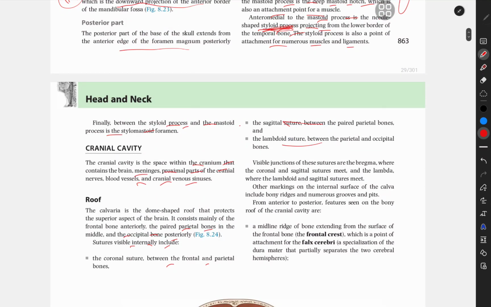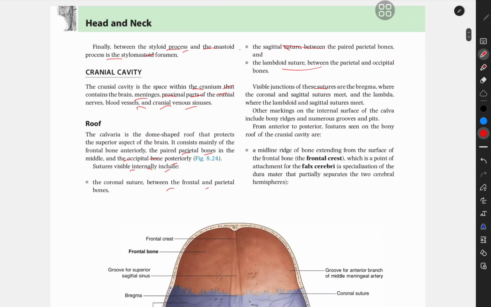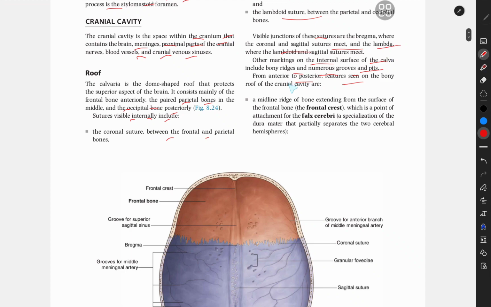Sutures visible internally include the coronal suture between the frontal and parietal bones. We've seen the sagittal suture and the lambdoid suture. We've also seen the visible junctions of these structures: the bregma, where the coronal and sagittal sutures meet, and the lambda. Other markings on the internal surface of the calvaria include bony ridges, grooves, and pits.